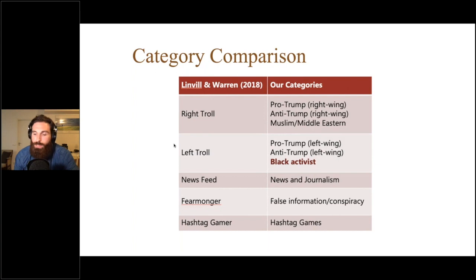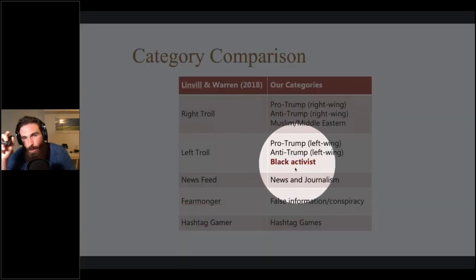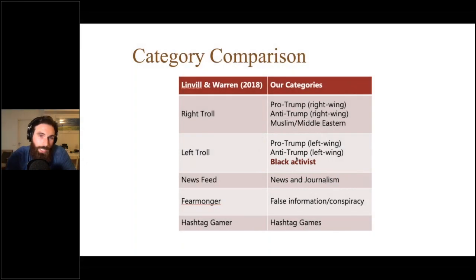And the key difference is that we decided that this Black activist category, people who are impersonating African-American identities, were their own category, whereas these other group of researchers treated them as left wing, which makes sense, but that distinction will be important, as I'll show you in a second.